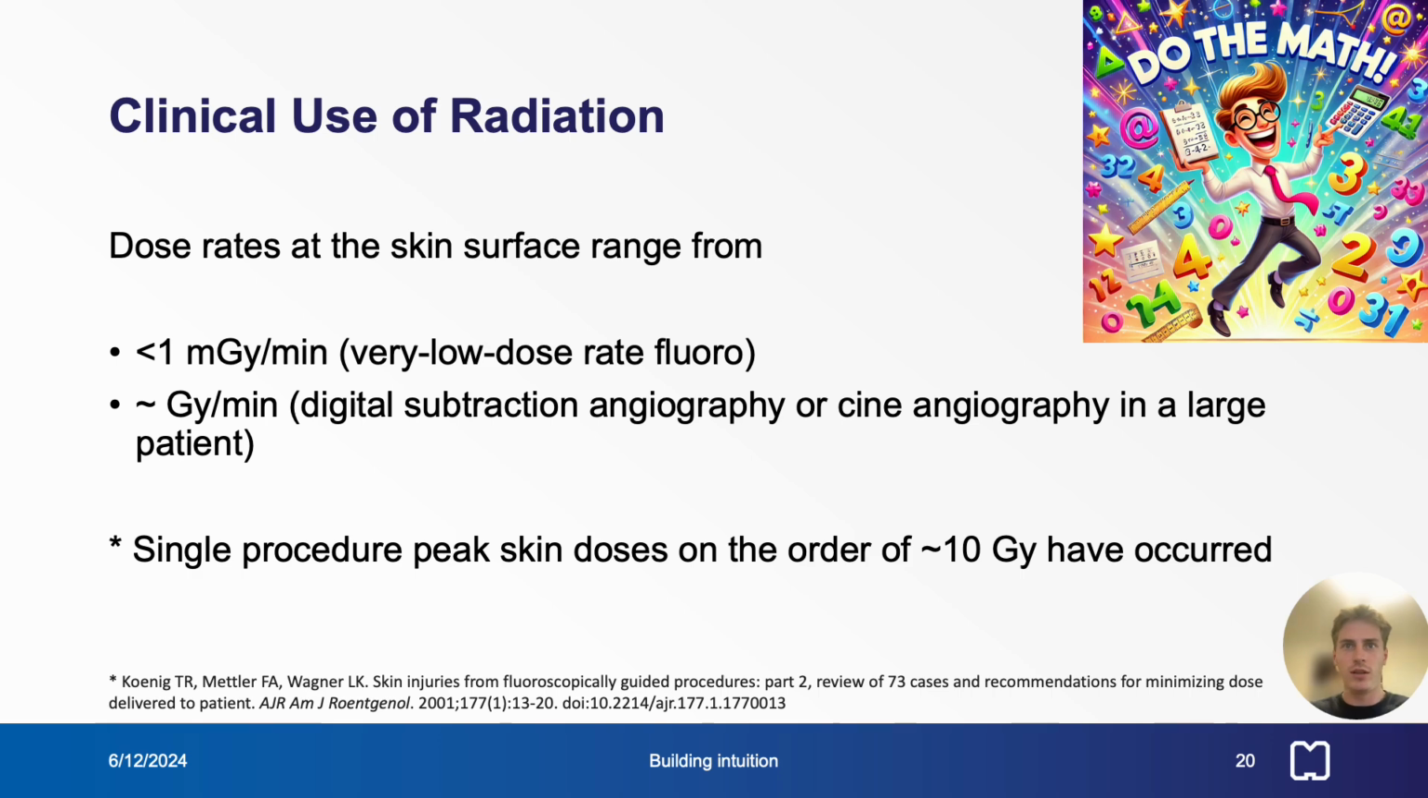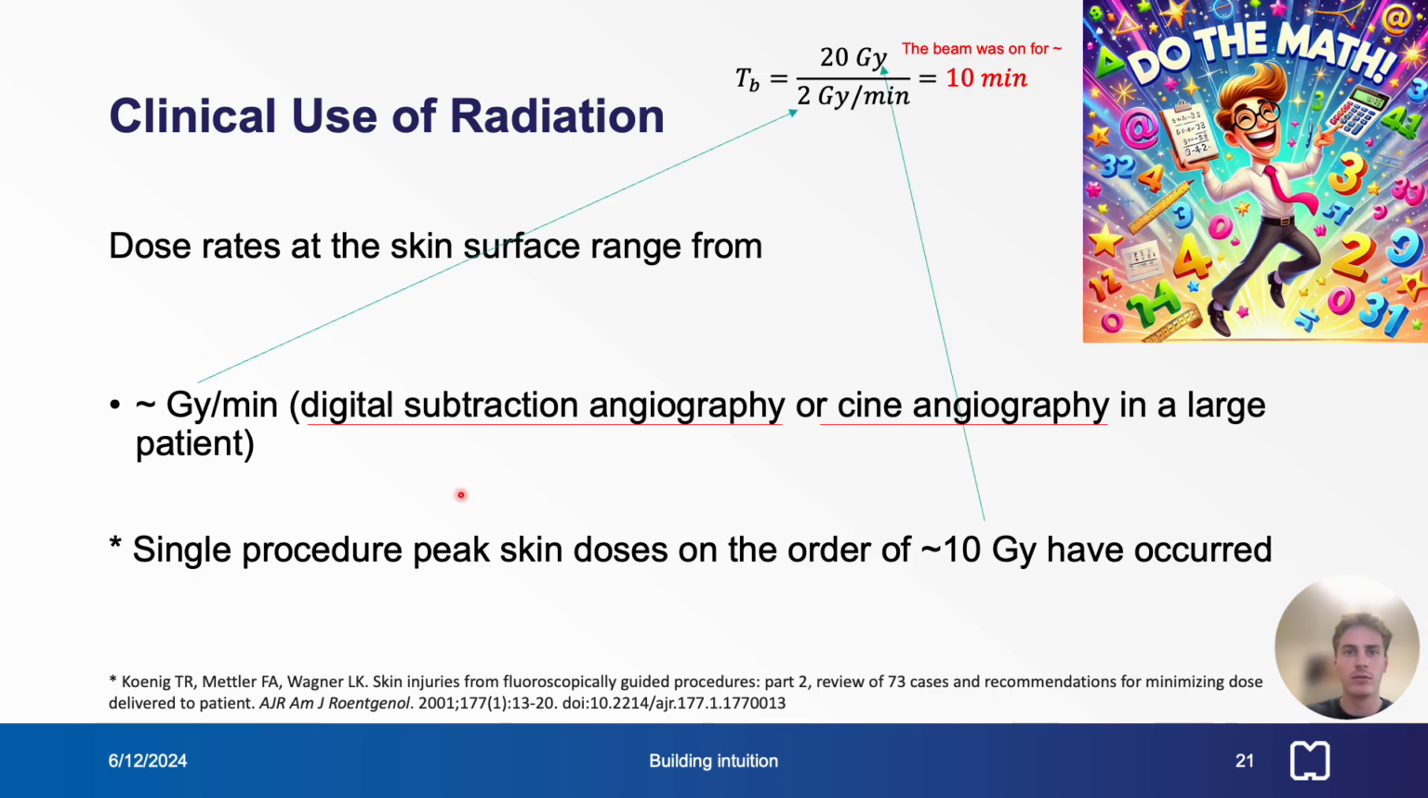So, let's do some quick math. Let's go through an illustrative example to gain a bit of intuition. Let's say we have a DSA procedure, and given the dose rates are of the order of grays per minute, that we have a dose rate of 2 gray per minute. And since single procedures can result in peak skin doses of the order of 10 gray, let's say that a patient receives a skin dose of 20 gray.